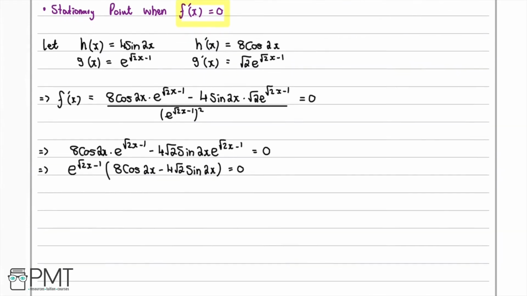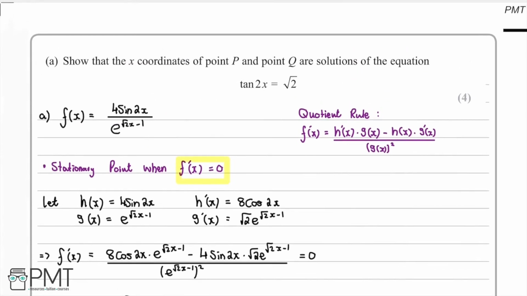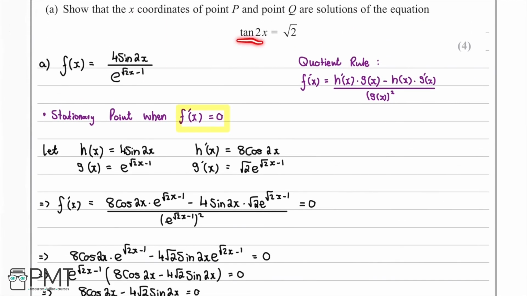So we therefore have now that 8 cos 2x minus 4 root 2 sine 2x is still equal to 0. What we can do now is equate these two terms. So therefore we're going to have 8 cos 2x is equal to 4 root 2 sine 2x. Now let's take a look back at our question. We were wanting to get this into the form tan 2x.